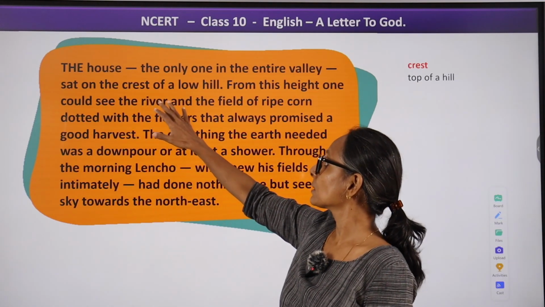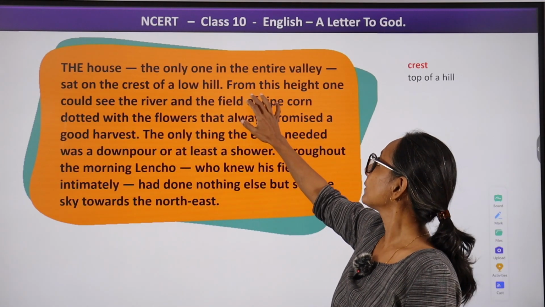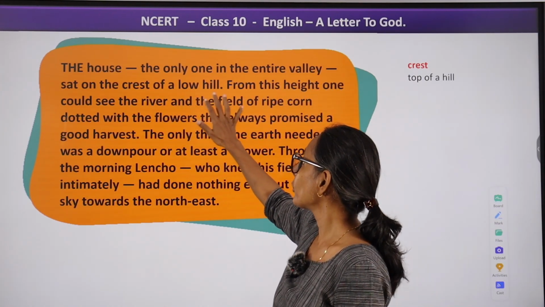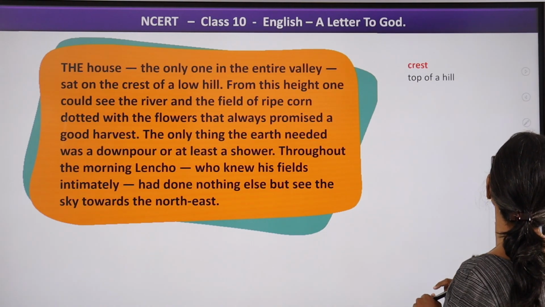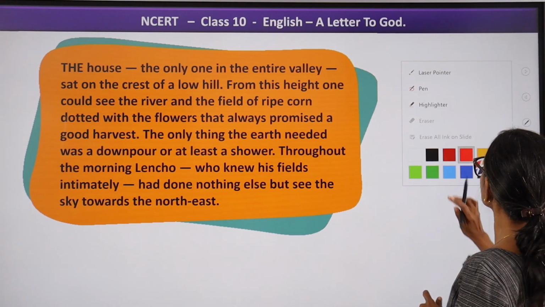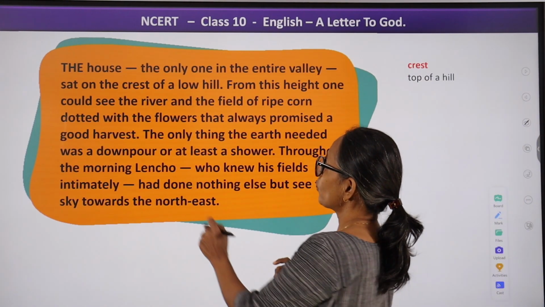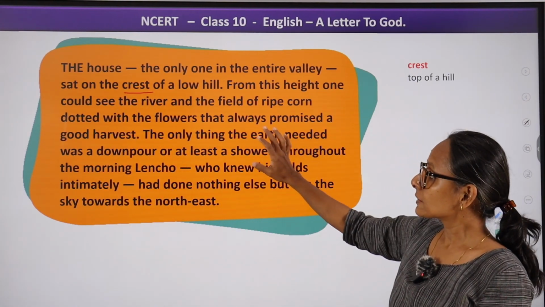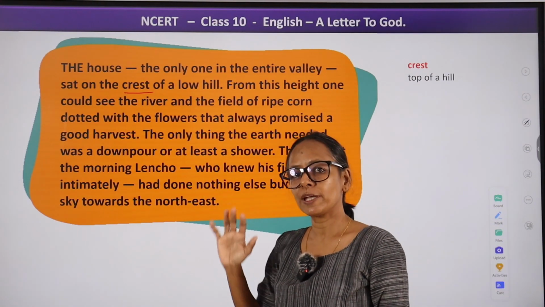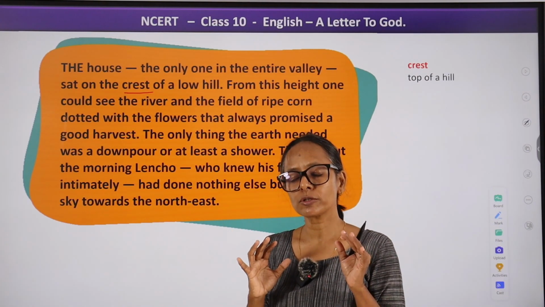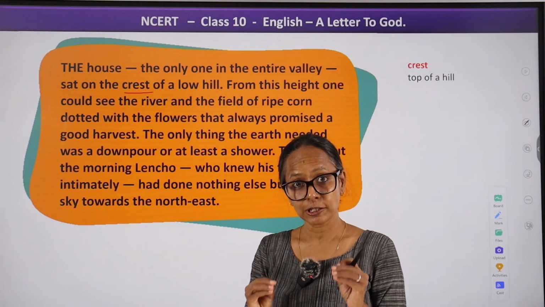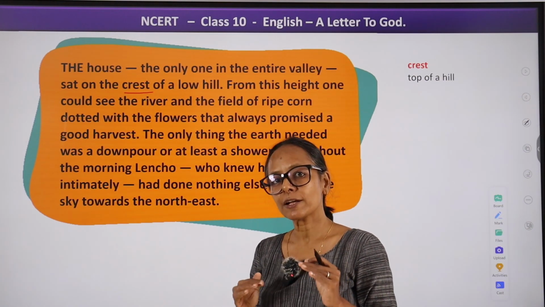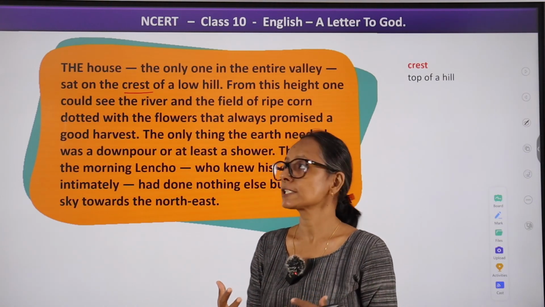The house, the only one in the entire valley, sat on the crest of a low hill. So, what is crest? This is the first word. Before we read a story, we should really understand every word possible in the story so that we get to enjoy it to the fullest.